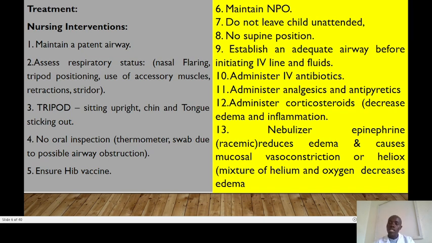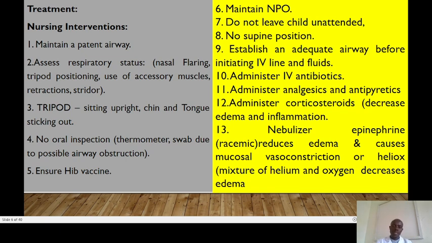So the nursing intervention you need here is to maintain a patent airway and assess respiratory status, ruling out nasal flaring, tripod positioning, use of accessory muscles, and retractions in the stridor. As a nurse, you're going to encourage the tripod position, sitting upright with the chin and tongue sticking out, so they are able to breathe with ease. And we are going to stop any oral inspection, because use of a thermometer or swabs could lead to possible airway obstruction, and ensure that you are doing the vaccination for this kind of class. You have to maintain nil oral and do not leave the child unattended. It's the responsibility of the RN to remain with the child.